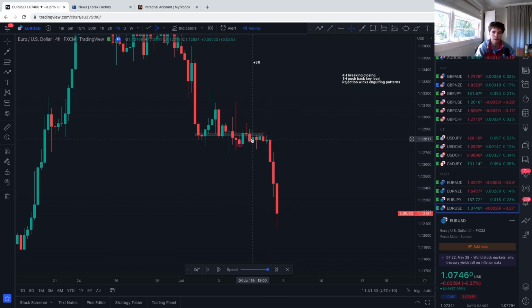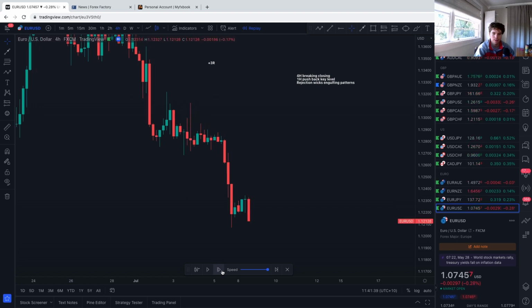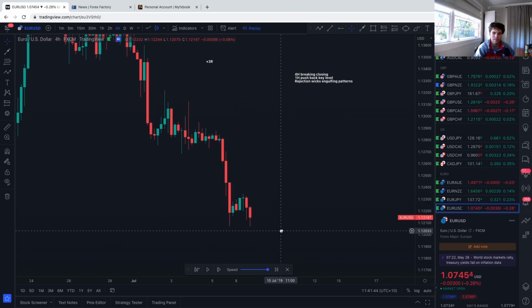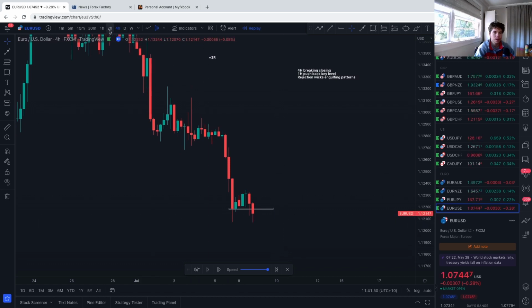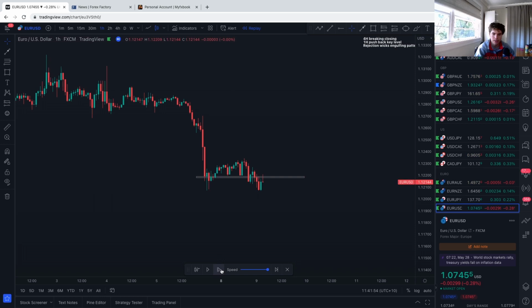Let's get rid of this, reset, and go for the next trade. We'll do a few trades and just see how we go. Again, we can see here we've broken and closed below the previous low. So we'll flip back to the 1H to see if we get a retest.